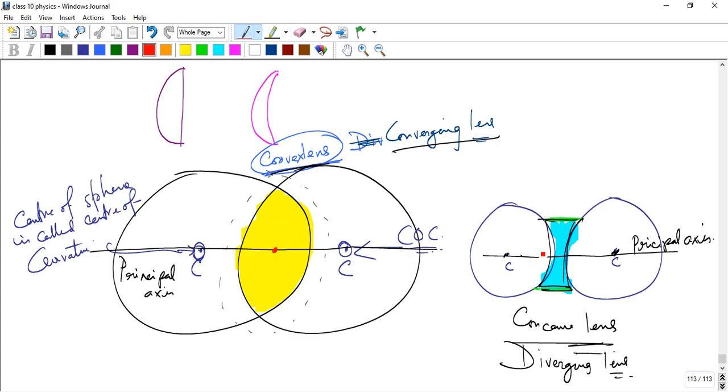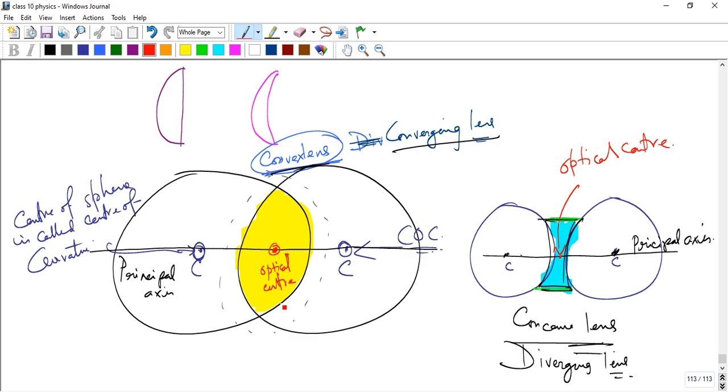The center of the convex lens, and of the concave lens, this center is called the optical center. Similarly, this point is called the optical center. These two are called optical centers.